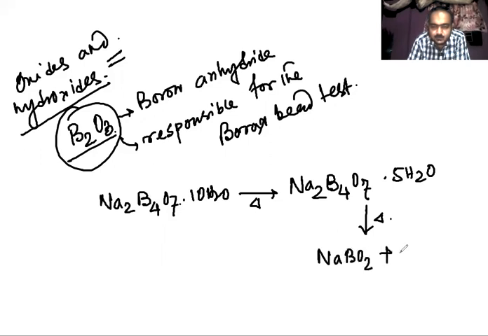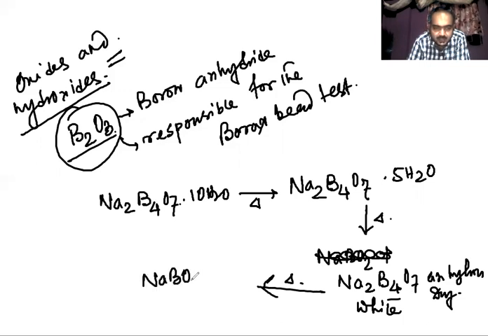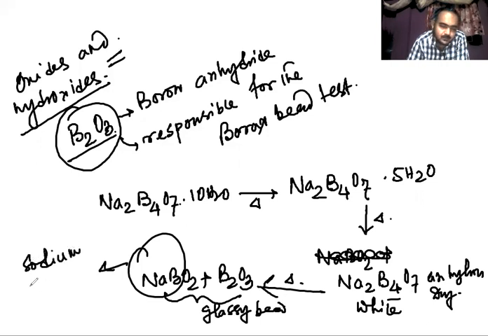Now you give heat again, and all the H2O molecules will be lost, giving Na2B4O7 anhydrous, a dry white mass. Now give heat here, and this will produce NaBO2, sodium metaborate, plus B2O3. This is a glassy bead, known as sodium metaborate.